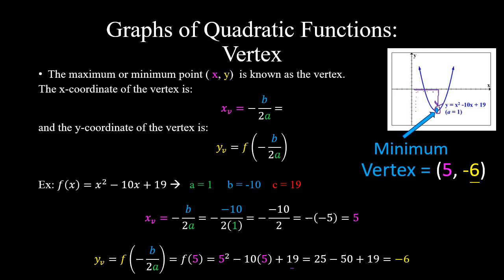So remember, it's important to understand that a vertex is a point, which means it needs an x-coordinate and a y-coordinate. And what point is it? Well, it's either the minimum if you have a parabola that's concave up, or if our parabola had been concave down, it would have been the maximum point.